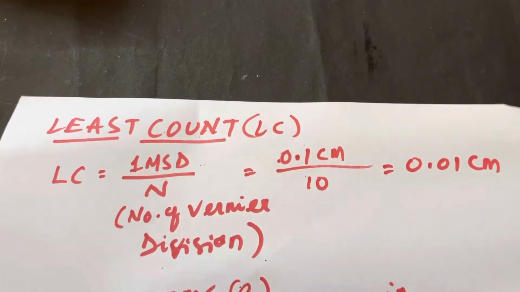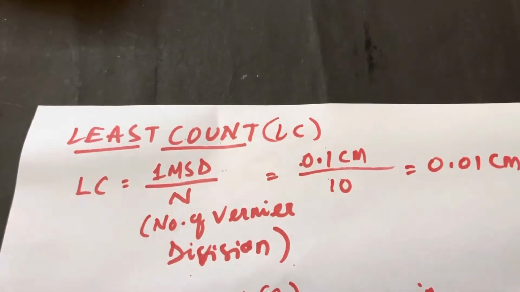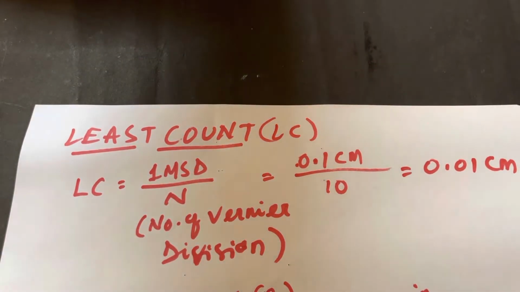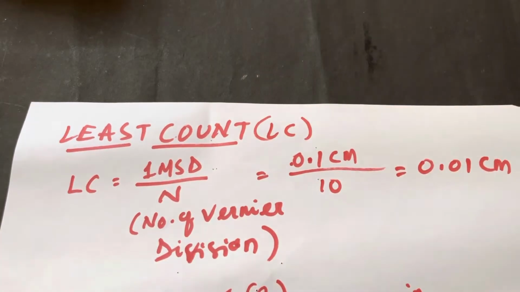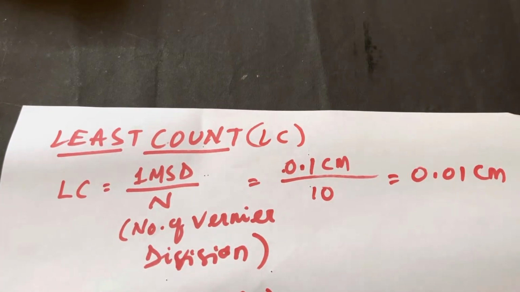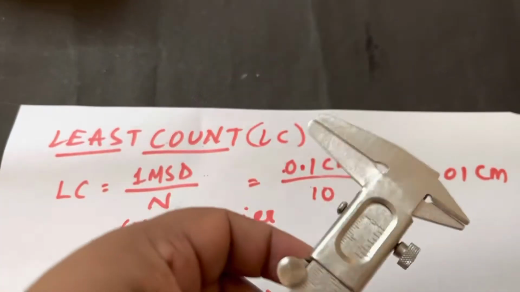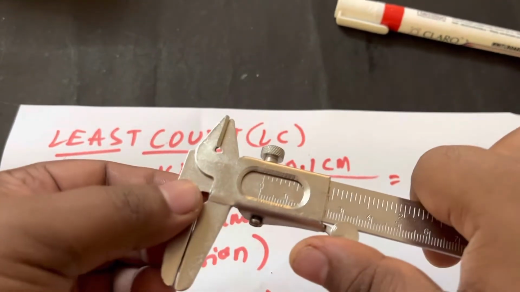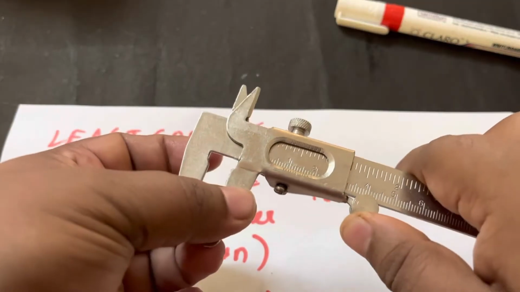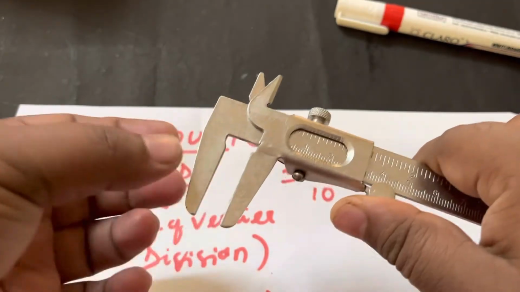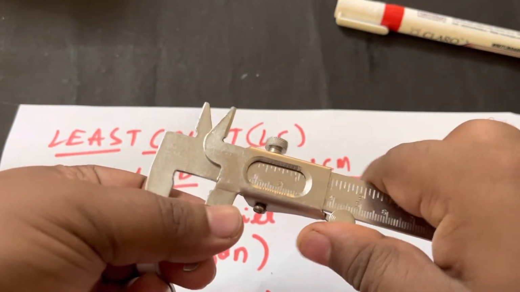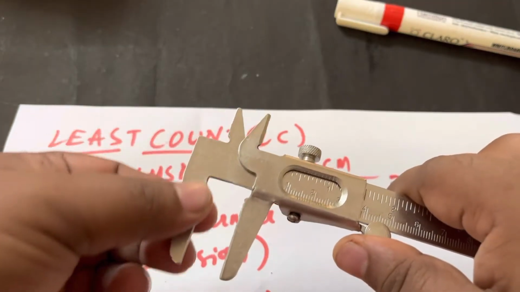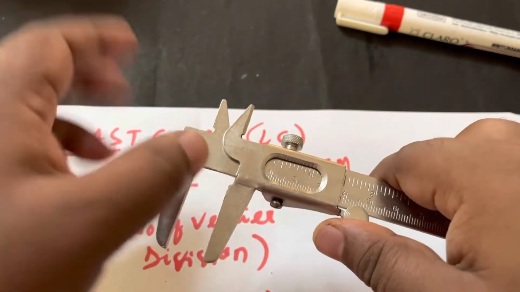Now you will find out the least count of the Vernier scale. For the least count, you can use two methods. One method I have used is 1 MSD divided by the number of Vernier divisions. So this is our Vernier calipers. These are the jaws, this is the Vernier one, and this is the main one, and they are perpendicular to the scale.